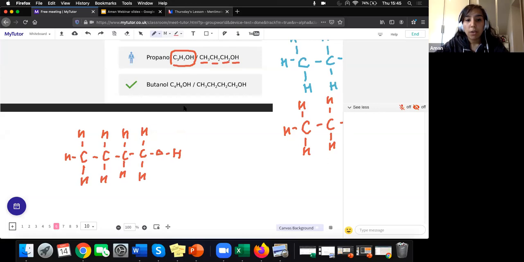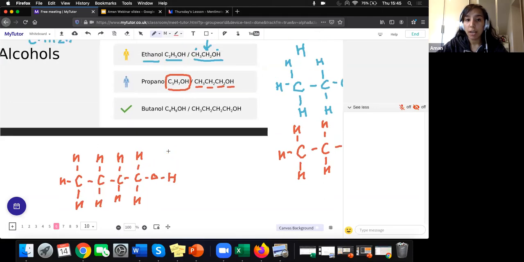Is butanol a double bond? No, they're all single bonds. How would you write this? Butan-1-ol. Yep, the person that said it, you've written it correctly. But as I said, you don't need to know that at GCSE, that is A level.